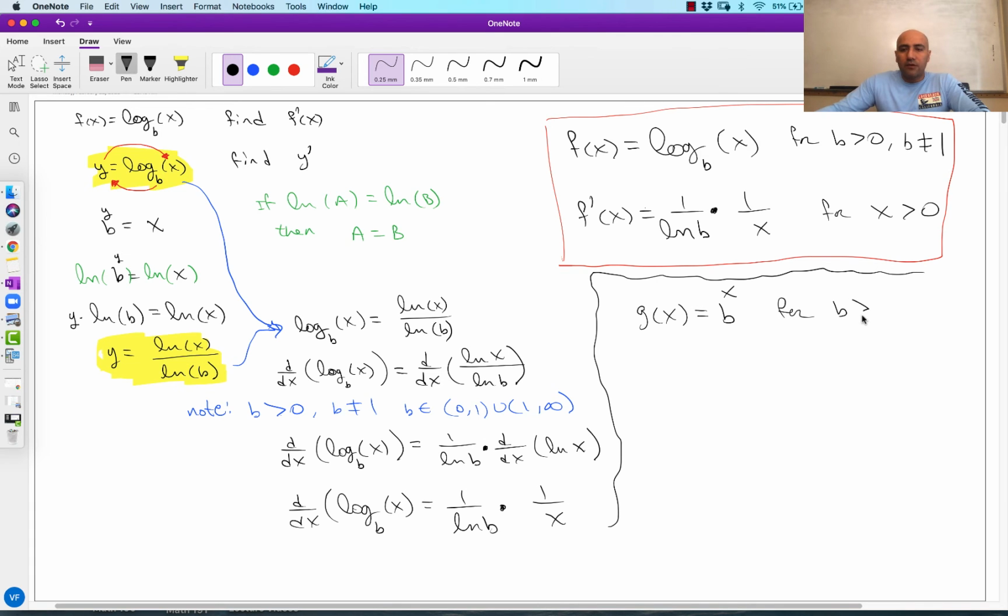For b being greater than 0, but b not equaling 1. Okay, so how do we find that derivative? To find this derivative, we're going to take advantage of a unique property of exponential numbers. We can always write any number in terms of an exponential one.